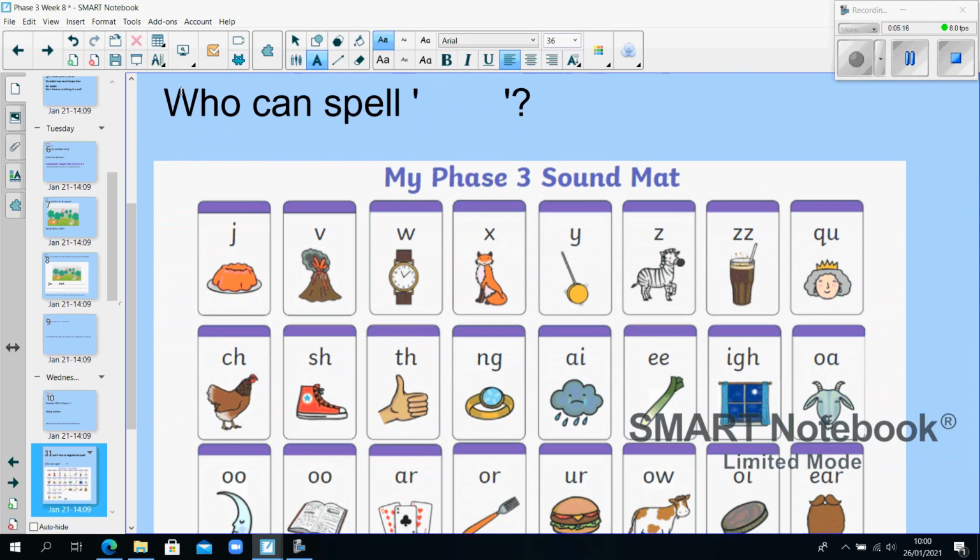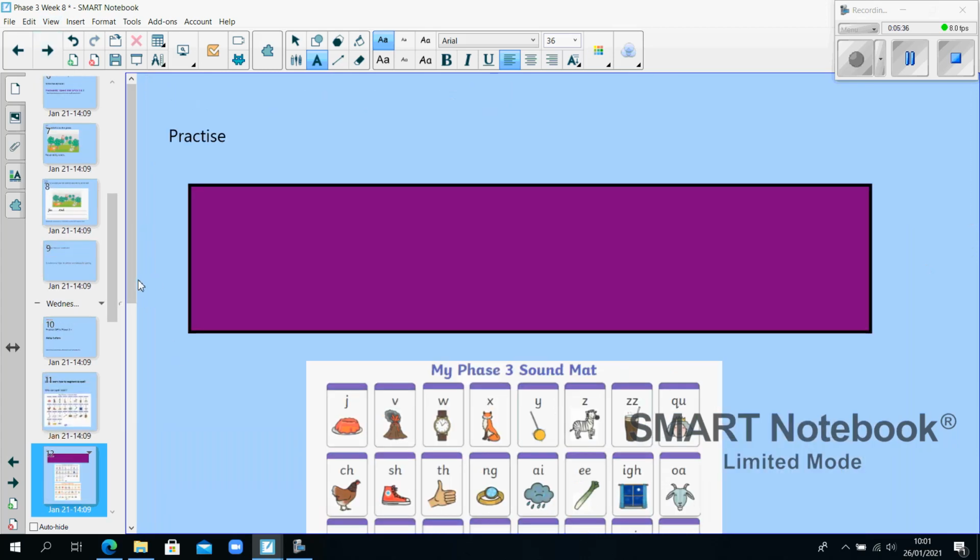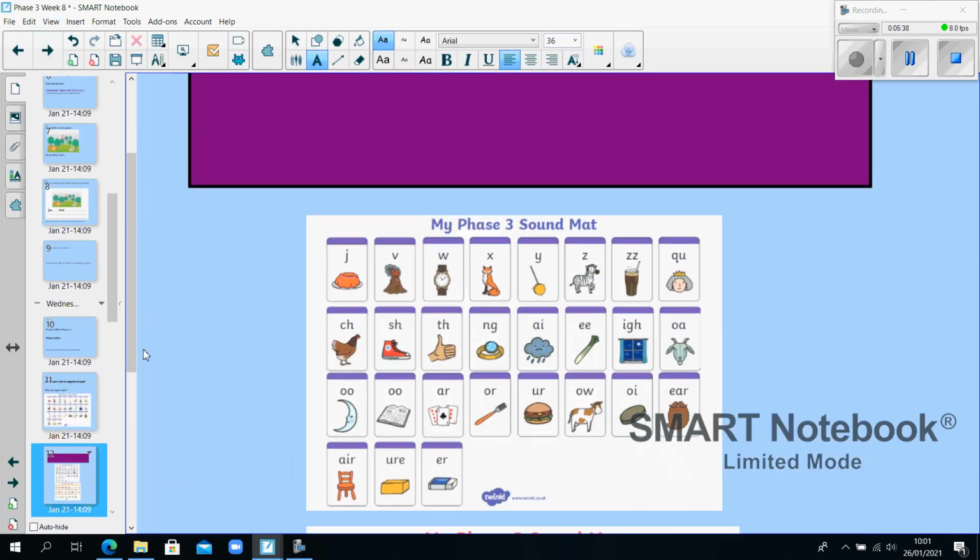Train. Try it. T-r-a-n. Well done if you got it right. Use your sound mat to help. So I use the A sound here in rain to help me spell it. Let's see, using your sound mat, can you spell these words? Segment it to help. Chain, chain, ch-a-n, chain.